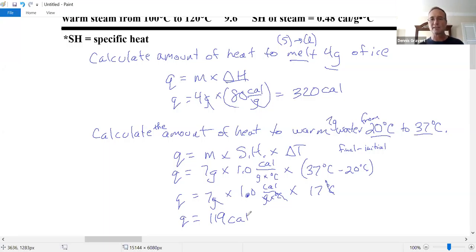Okay, 119 calories. You might be saying, hey, a candy bar has like 200 calories. Maybe I should drink more warm, cold water and burn calories that way. Well, the problem is there's a little bit of marketing that goes into the nutrition labels on those candy bars. A food calorie is written with a capital C. These are lowercase c's because a food calorie is actually a kilocalorie.